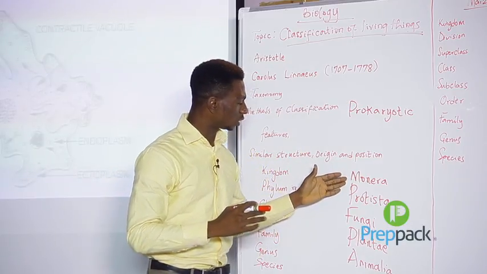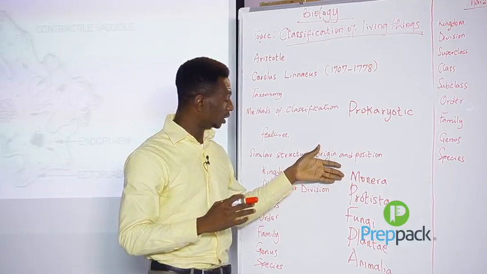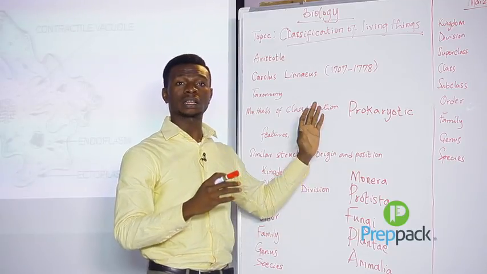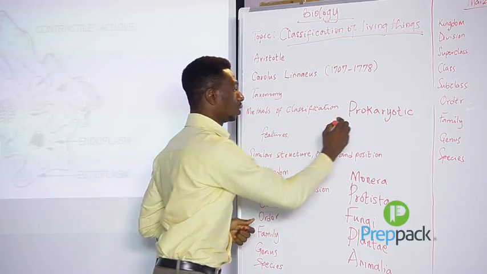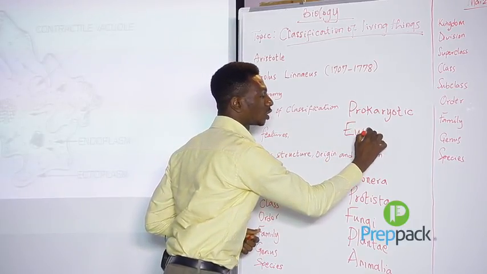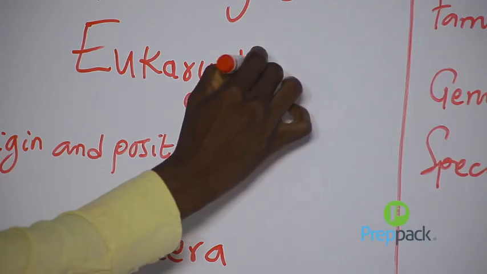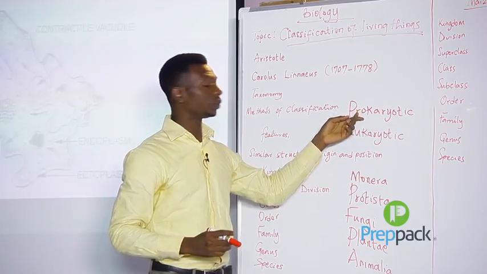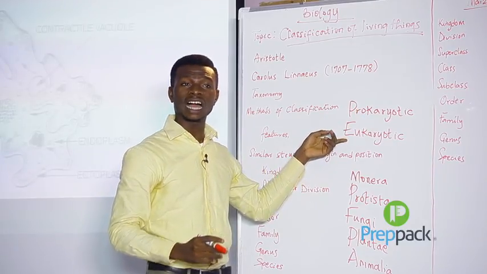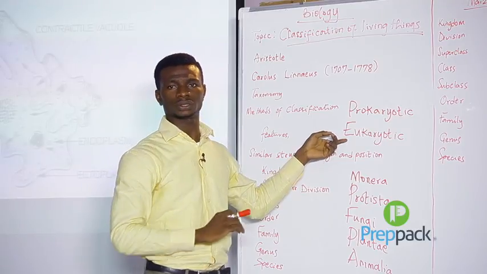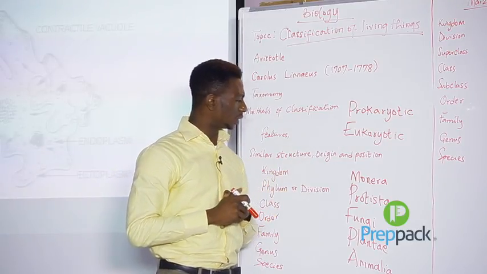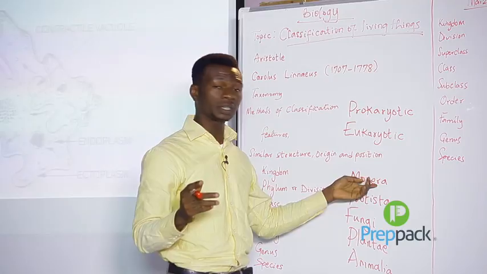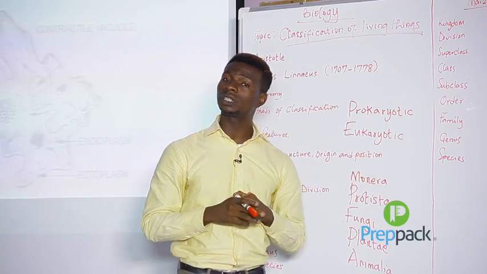Every other organism that falls from the kingdom Protista down to kingdom Animalia is considered eukaryotes, or eukaryotic organisms. And by implication, eukaryotic organisms are organisms that have a definite what? Nucleus. Let's look at kingdom Monera again. We said that the representative examples of the members of the kingdom Monera are your bacteria and your blue-green algae.